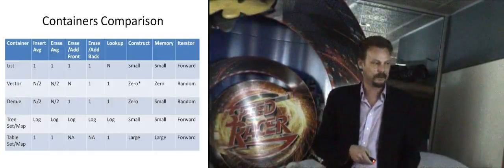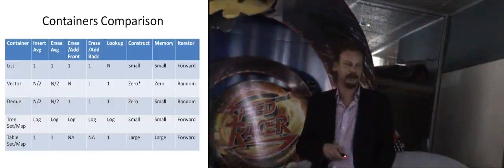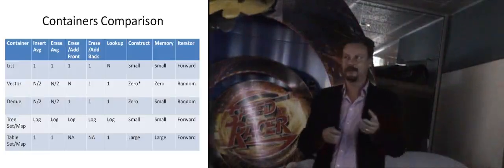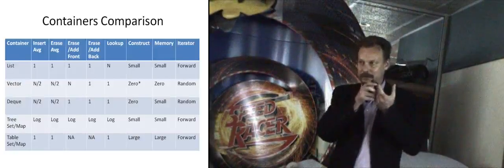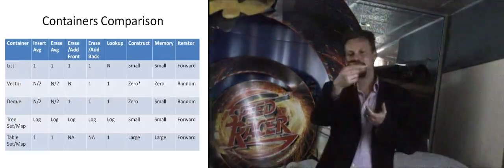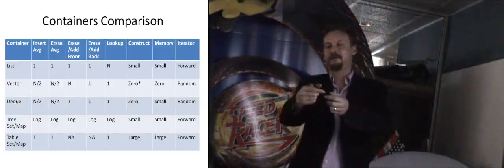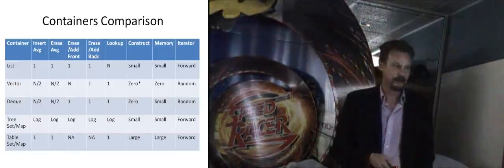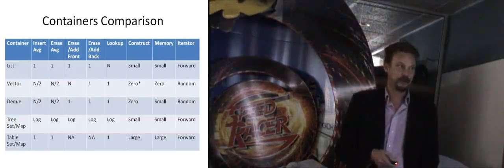I tossed up whether to have n or n on 2, but if you add into the front of a list, obviously you've got to copy all of those elements forward one and copy into the front. In that case, it's n. But if you add into the back of a list, then you only have to copy whatever's left and then copy into that. So I've just said n on 2 as average. Erase on average is n on 2.